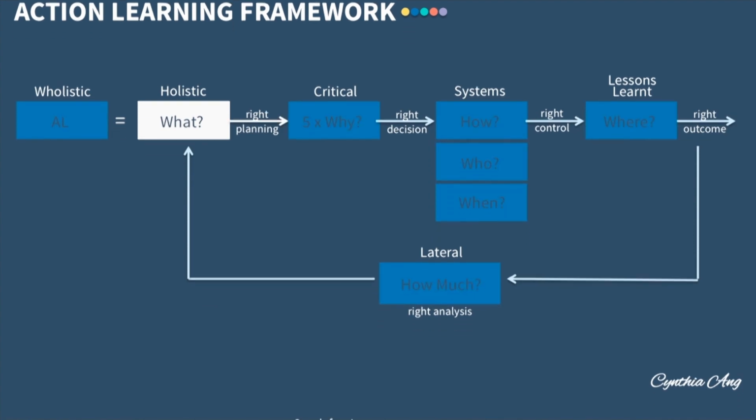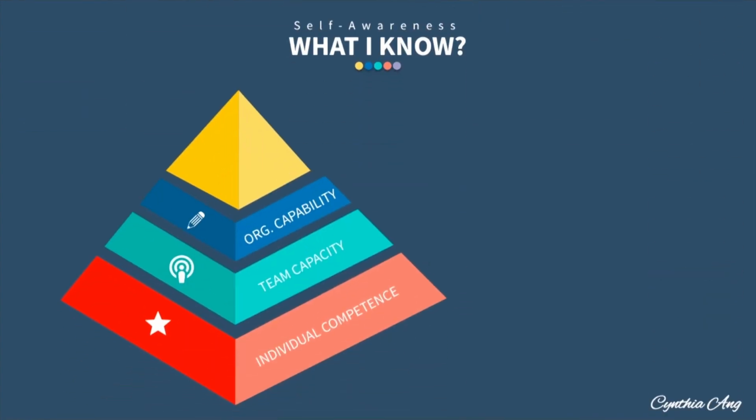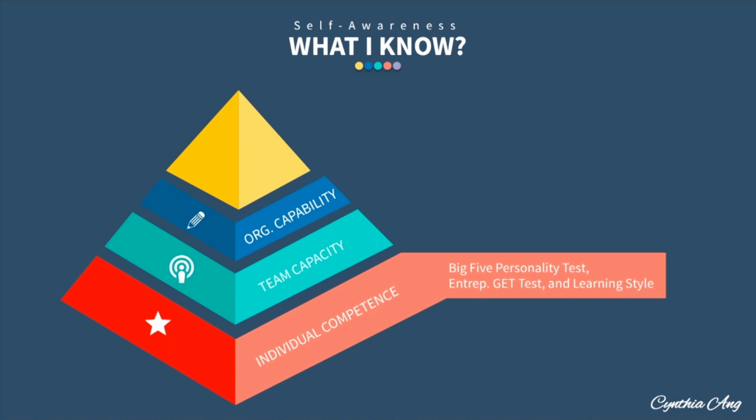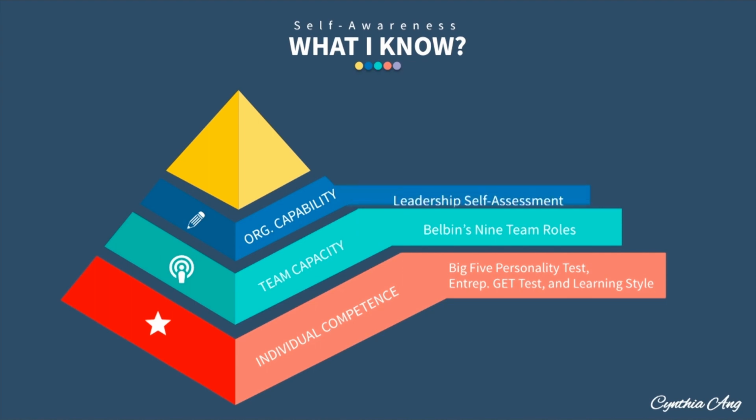Now let's talk about the what. To know about myself, I will use the 5 levels of leadership development, which will test my capability in 3 big categories: individual, team, and organizational. So for individual competence, we'll talk about my individual side, which can be seen through learning styles, leadership, entrepreneurship, GET test, and Big 5 personality. For the team capacity, it will represent my capability in working with others or in a team, which can be seen through the PBAAL's 9 team roles. And organizational capability will assess my leadership capability to lead organizations.